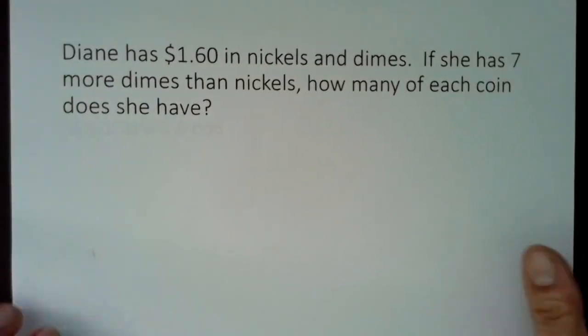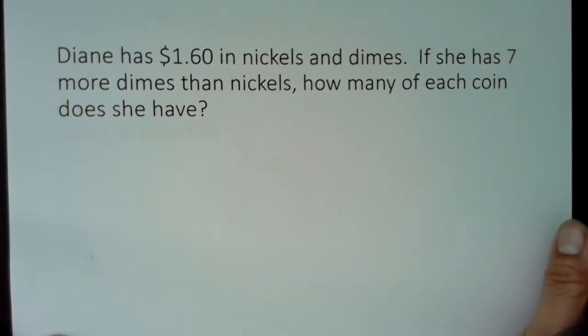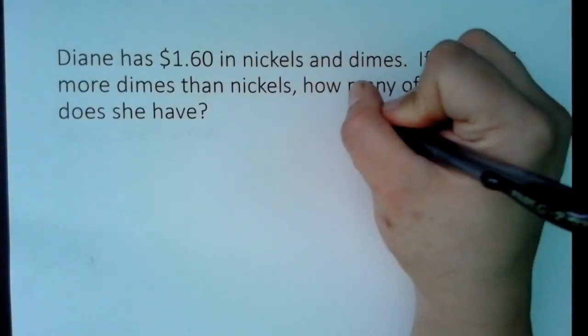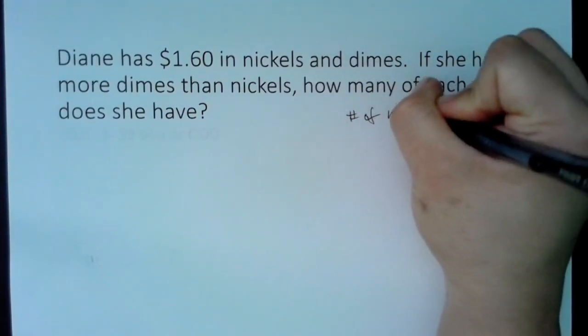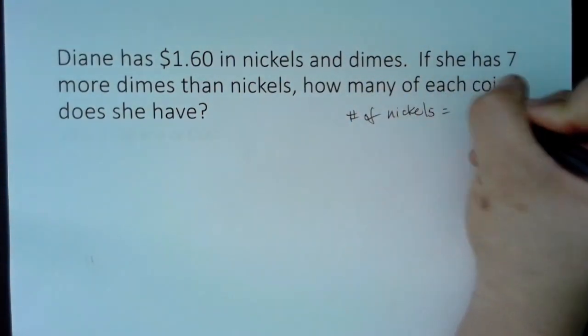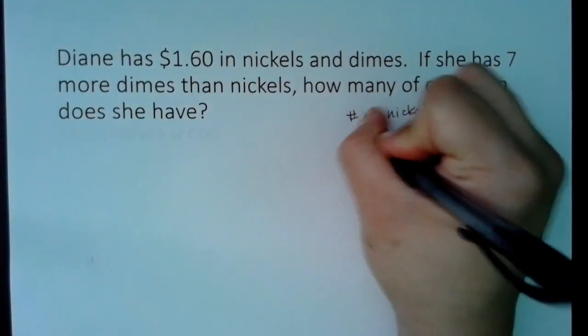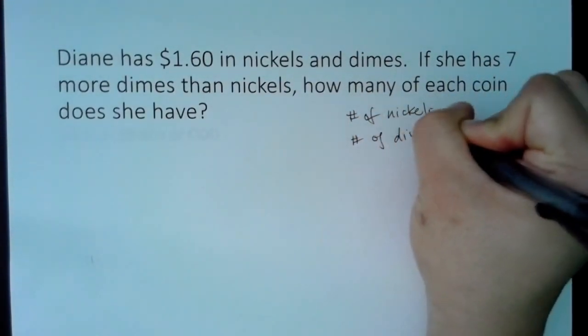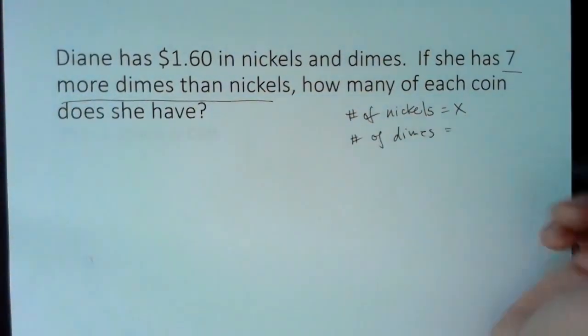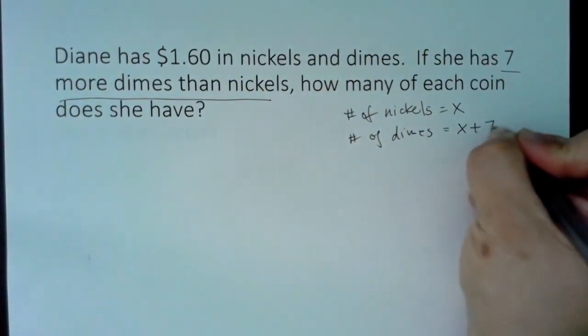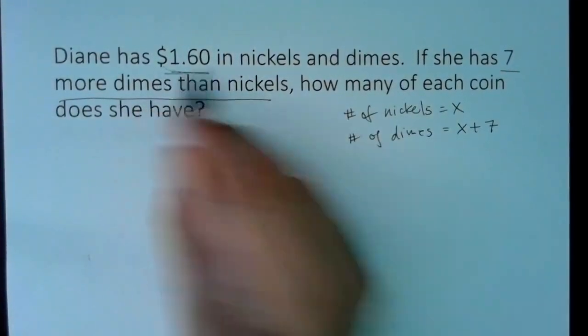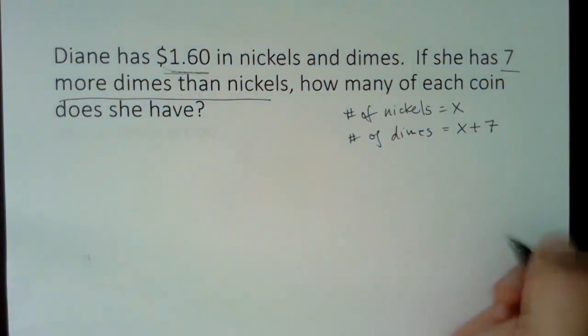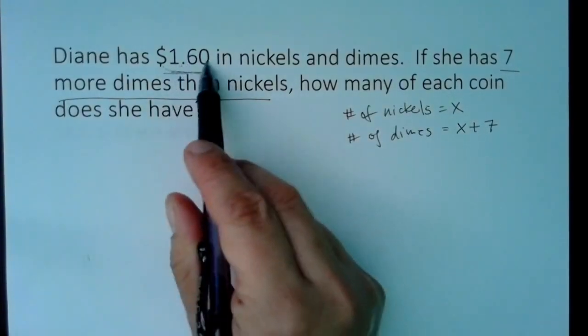All right, Diane has $1.60 in nickels and dimes. If she has 7 more dimes than nickels, how many of each coin does she have? We have 2 unknowns. We don't know how many nickels and we don't know how many dimes. So let the number of nickels be x. Then the number of dimes, well, she has 7 more dimes, so that's going to be x plus 7, so the keyword is more. And then the value of each: nickel is worth 5 cents, dime is worth 10 cents, and the total is 160.